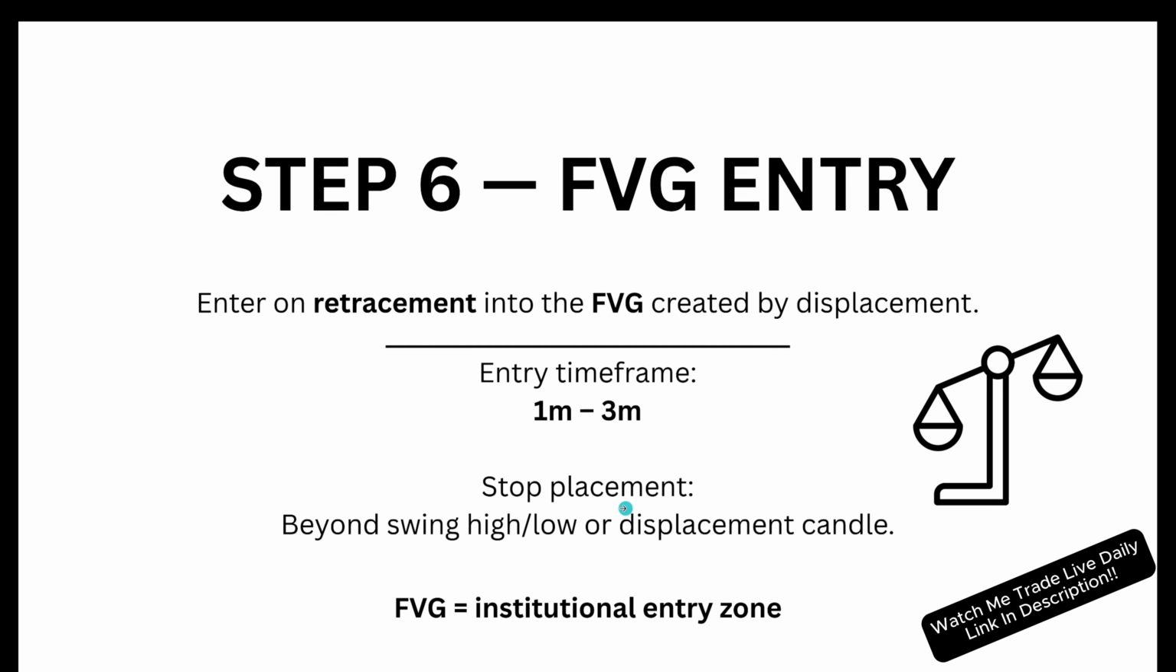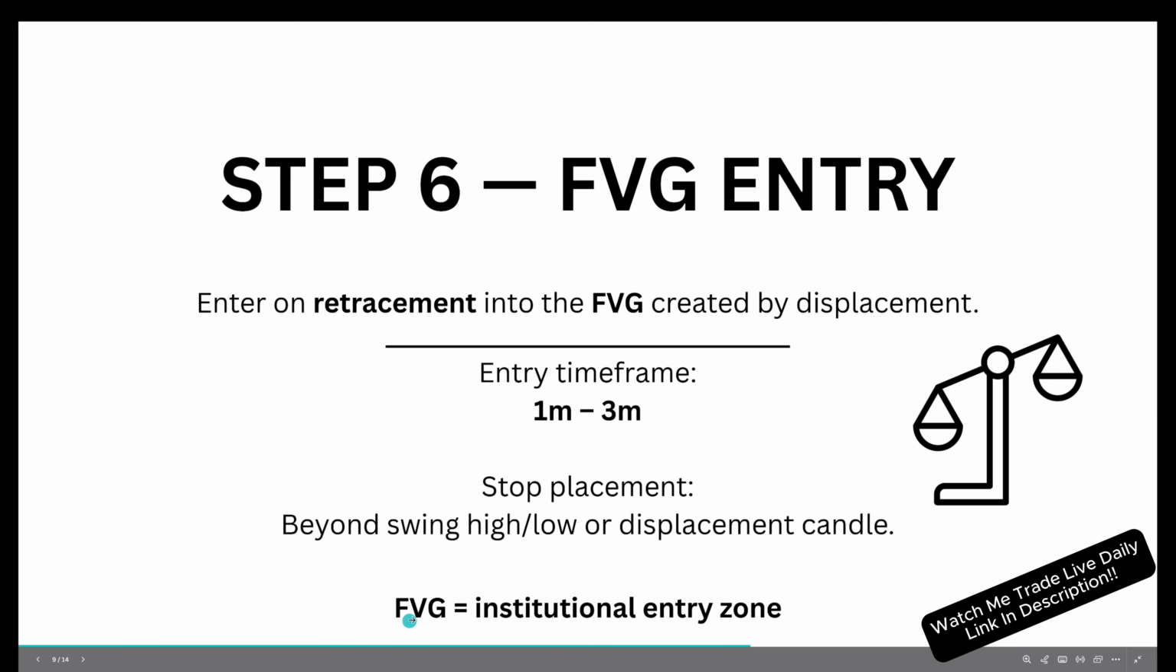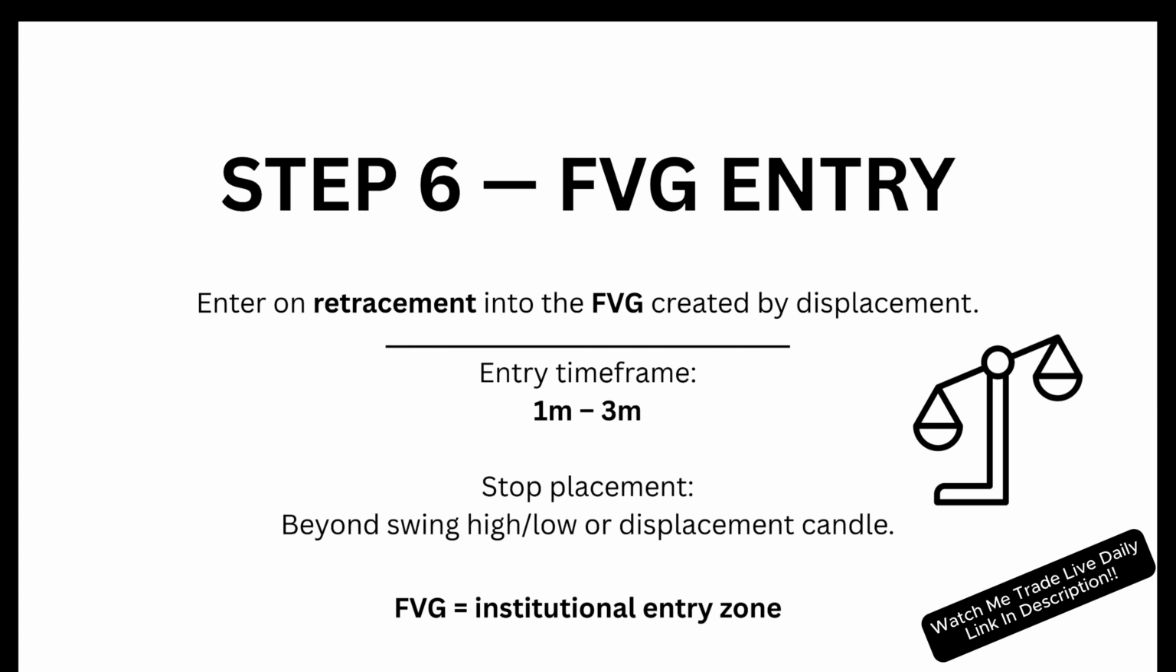And then your stop placement will simply be beyond the swing high or low of the displacement leg, or above or below the displacement candle, meaning candle number 2 of the bullish or bearish fair value gap. And your fair value gap is your institutional entry zone. So smart money, if they miss their entry right at the liquidity sweep, the fair value gap is their saving grace. That is where they will look for a re-entry.